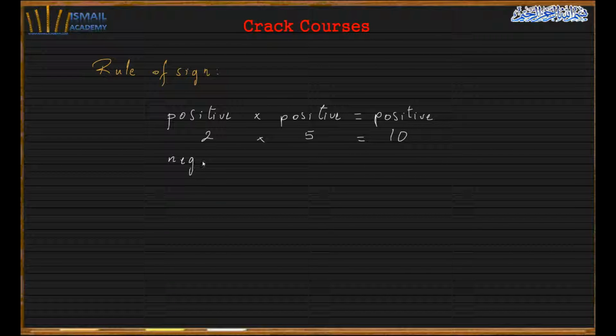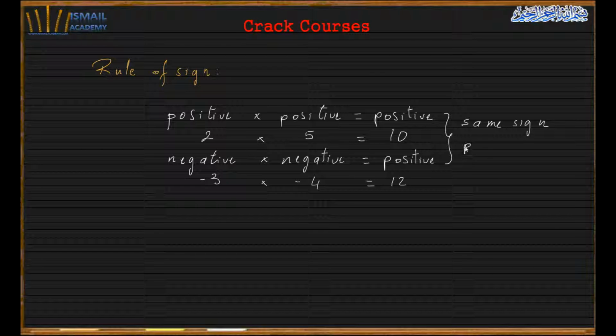When we have a negative times a negative, it gives you positive again. Like minus 3 times minus 4, it's going to give me 12. So the common rule here is the product of same sign is positive. Same sign product is positive always. When the signs are the same, they're always positive. Either both positive or both negative, the answer is always positive.